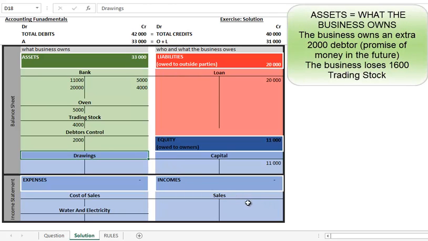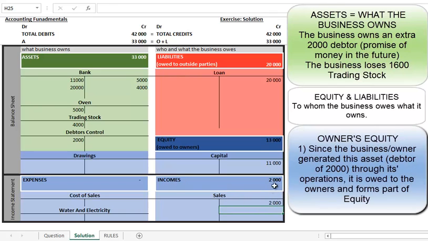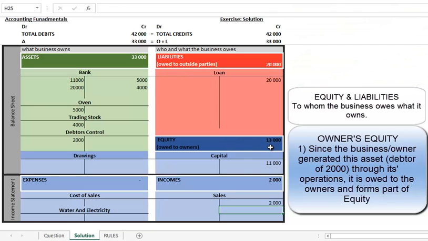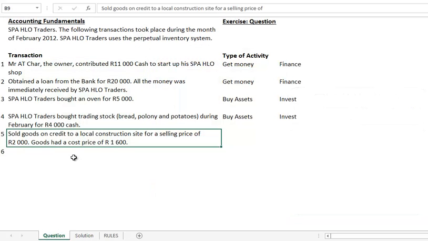Now, this is not cash coming in, but it's a promise of cash coming in the future, which is an income. So my sales also goes up by 2,000 Rand and my incomes goes up. Can you see what happened to my equity? Finally, my equity has been increased because I'm getting an income. But we need to remember that there's two parts to this transaction.